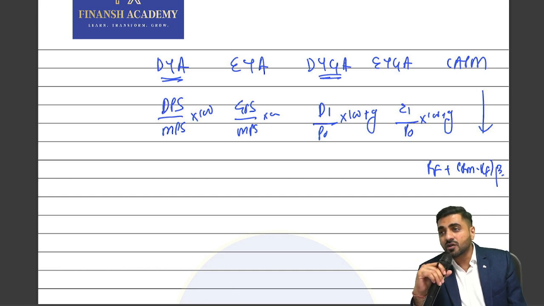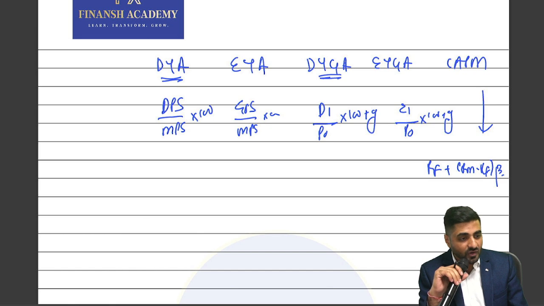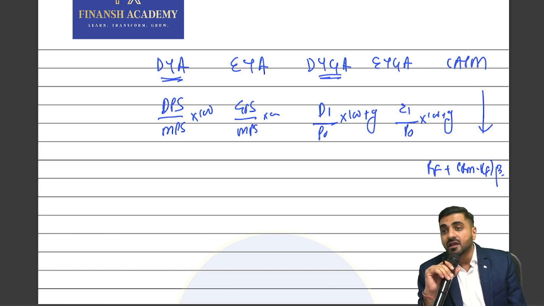Everywhere, if the flotation cost is subtracted from the issue price, it is called the net proceeds. So this is how we calculate cost of capital.